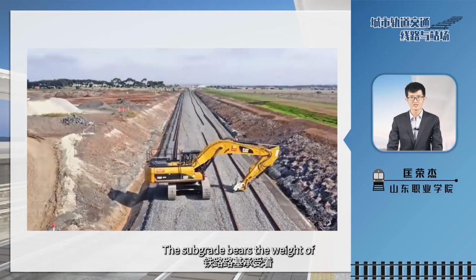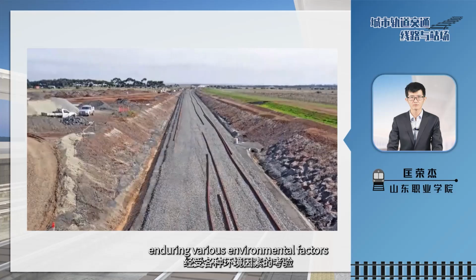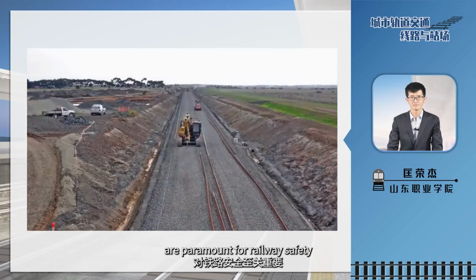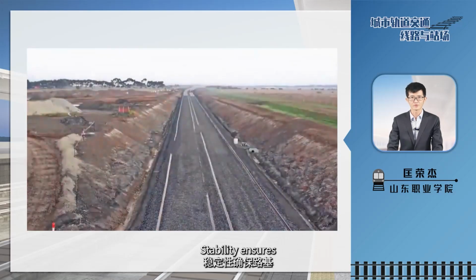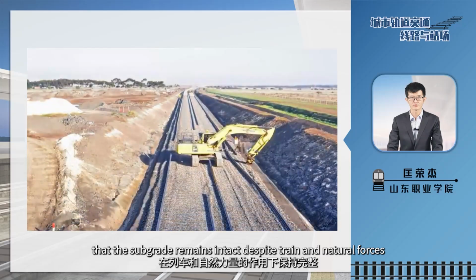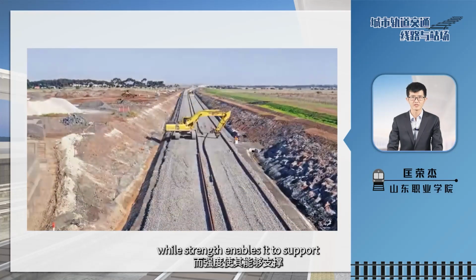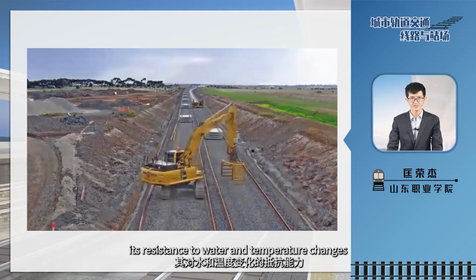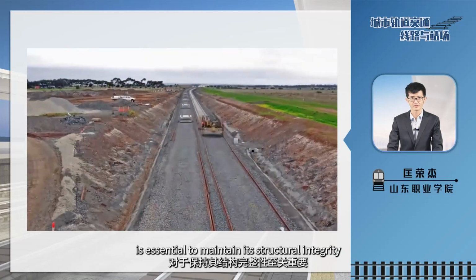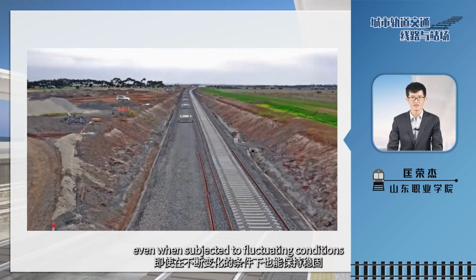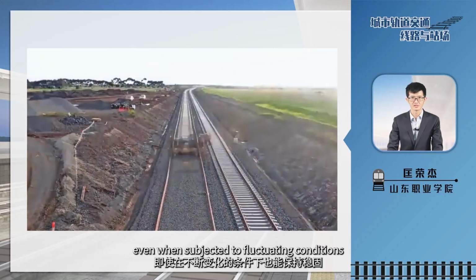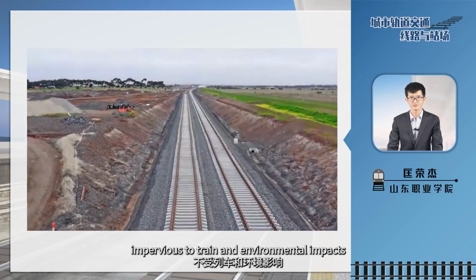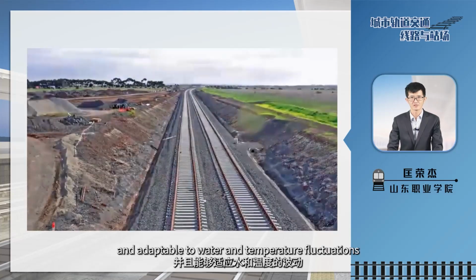The subgrade bears the weight of both stationary and moving trains, enduring various environmental factors. Its strength, stability, and resilience are paramount for railway safety. Stability ensures that the subgrade remains intact despite the train and natural forces, while strength enables it to support the heavy train loads without damage. Additionally, its resistance to water and temperature changes is essential to maintain its structural integrity, even when subjected to fluctuating conditions. This comprehensive performance ensures that the subgrade remains robust, impervious to train and environmental impacts, and adaptable to water and temperature fluctuations.